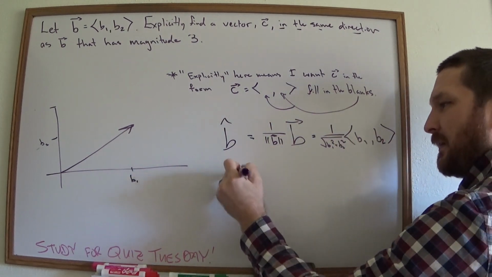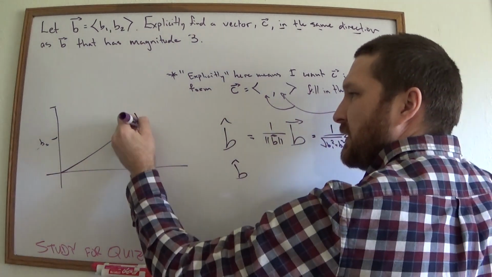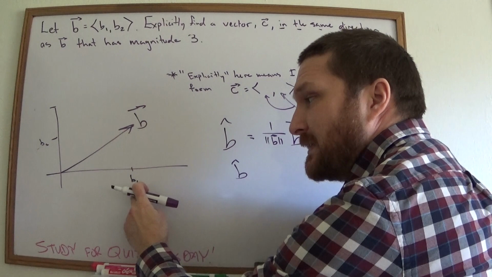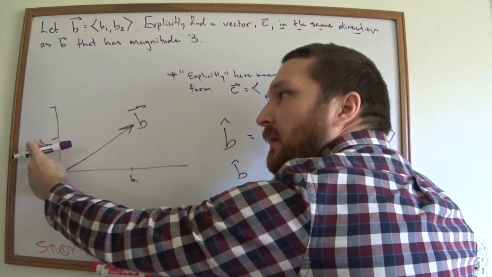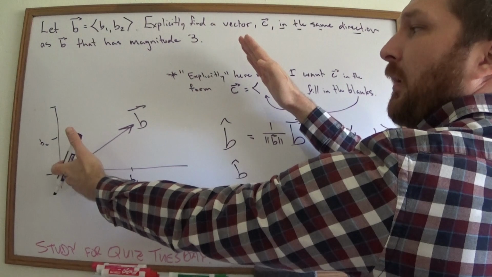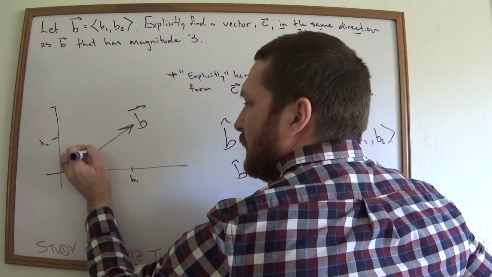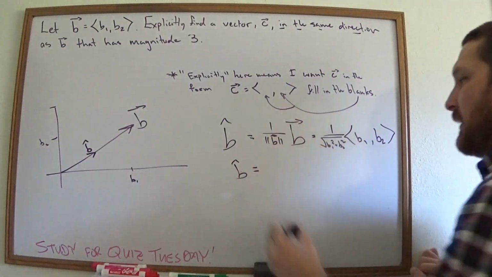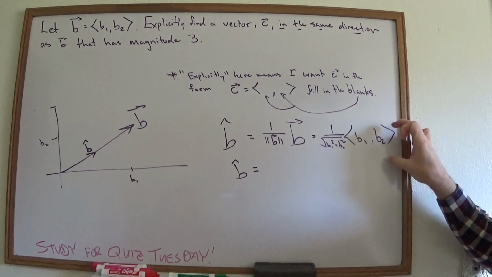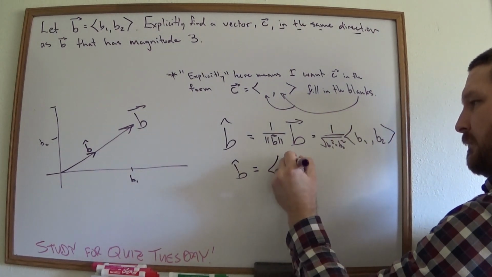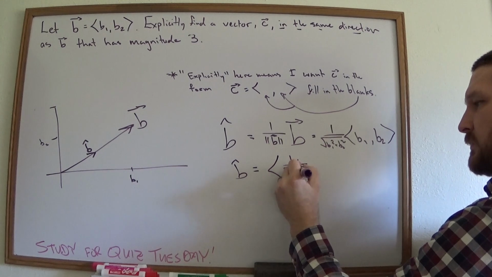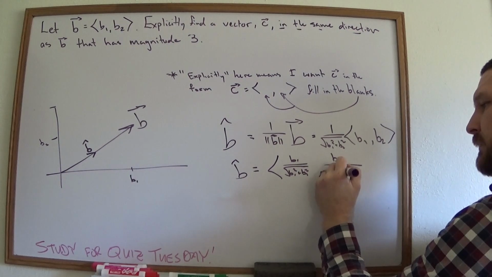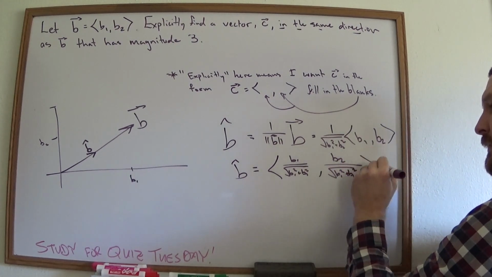And so when I put that in there, we get the unit vector in the direction of b. If this is b, it might be really small. This might be 1/10 and that might be 1/20th, in which case the unit vector would actually be longer. But we'll just pretend here that this is b hat. And I'm just going to distribute that in, and I have b1 over root of b1 squared plus b2 squared, comma, b2 over root of b1 squared plus b2 squared.